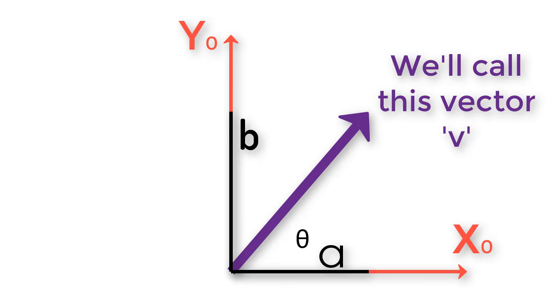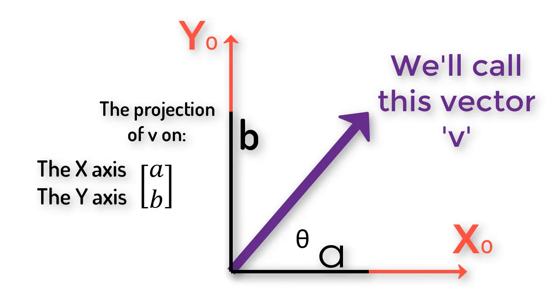Another way to do it would be to write out the projection of the vector on the x-axis and the projection of this vector on the y-axis as a vector like this. If I know this vector telling me the projection on x and the projection on y, I could back calculate the value of the angle theta by using the tangent like this.